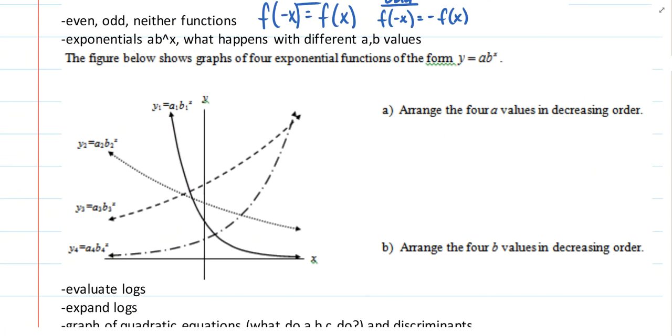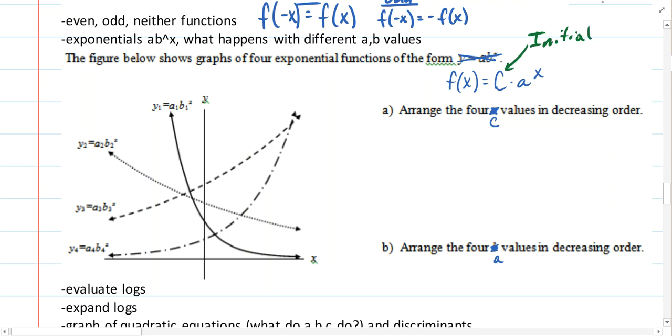With regards to the exponential equations, the questions that I used for this test were written in this format, a times b to the x power. However, in class, we almost exclusively used this format, f of x equals c times a to the x. So I'm going to ask these questions in that format here. The a value and the c value are what we're asking about. The c value we defined as our initial value, our starting point of the graph, or our starting point of the function, and we called a our growth rate or growth factor.